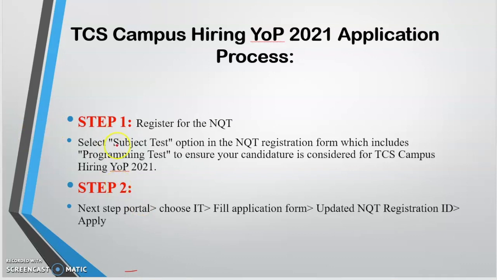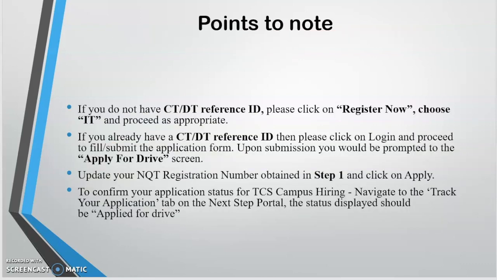In that, in the subject test option, select programming test, and in step 2 go to the Next Step Portal, choose IT, fill the application form, update the NQT registration ID and apply. There are a couple of points to be noted. First, if you don't have a CT or DT reference ID, click on register now, choose IT and proceed forward. If you already have a CT or DT reference ID, then log in, proceed, fill the application form, and then you will be prompted to apply for the drive after submission. In that screen you are supposed to update your National Qualifier Test registration number obtained in step 1 and apply.